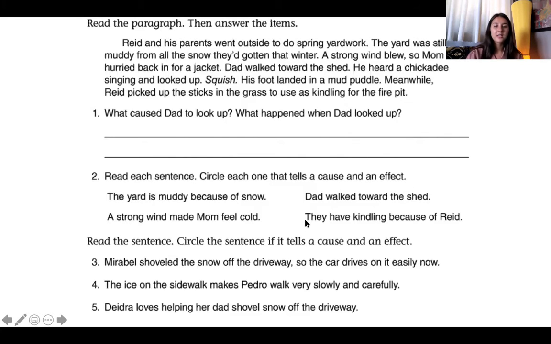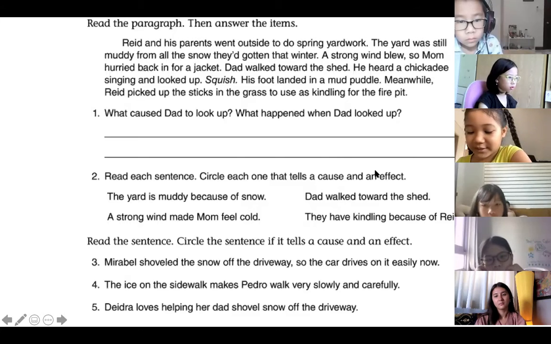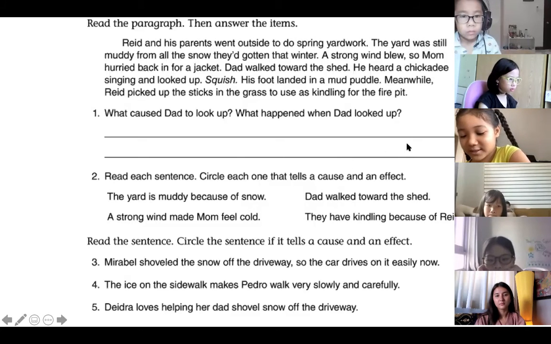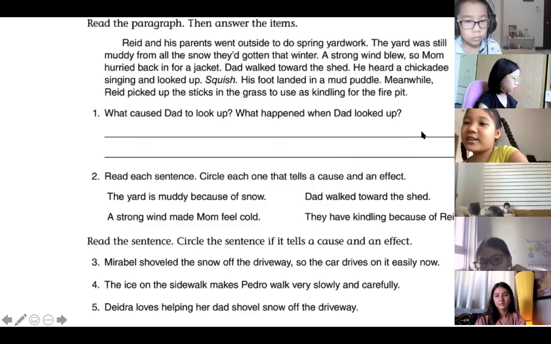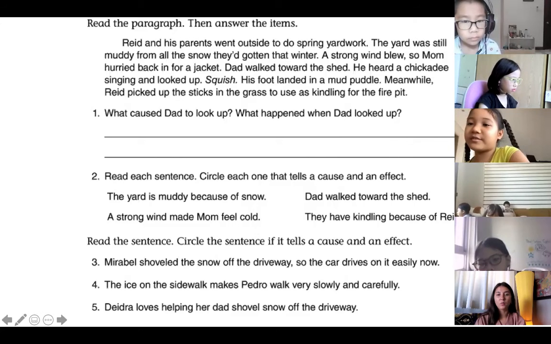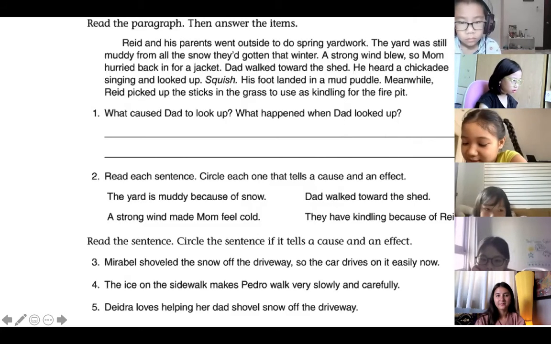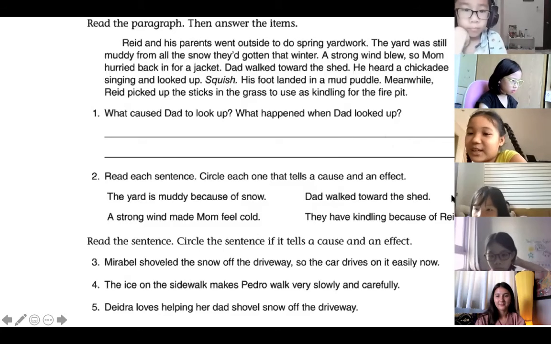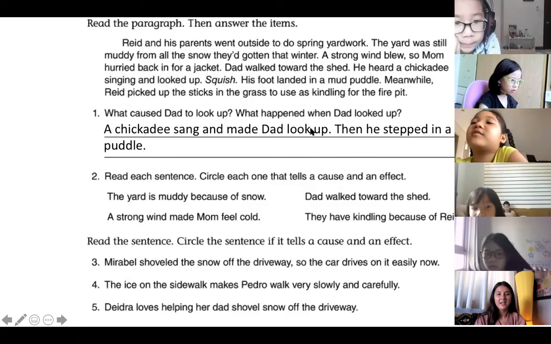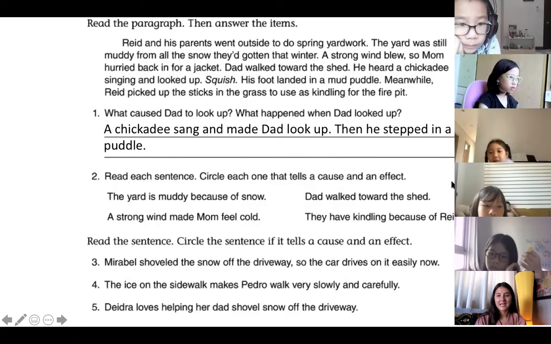Okay, what do you think, Nuno? The cause that made him look up is he heard a chickadee. He heard a chickadee. Good job. And what happened when he looked up? What happened when he looked up is he stepped on the mud puddle. Very good. Well done. A chickadee sang and made Dad look up. Then he stepped in a puddle.